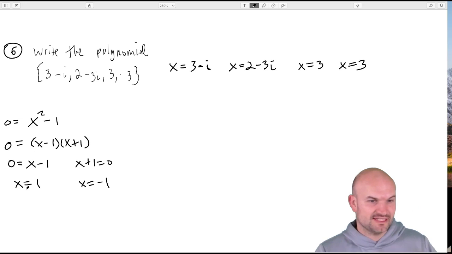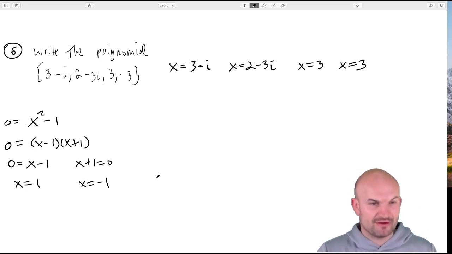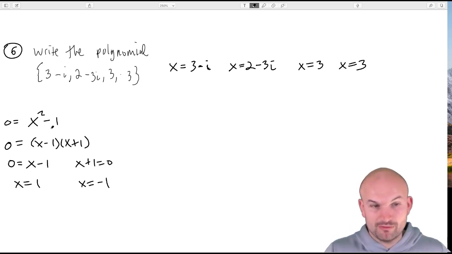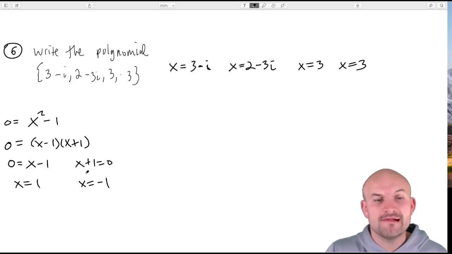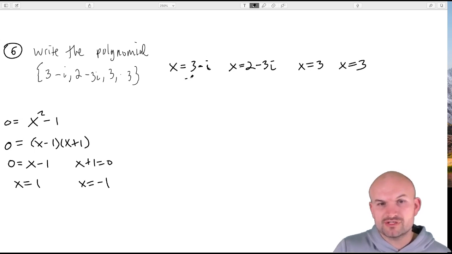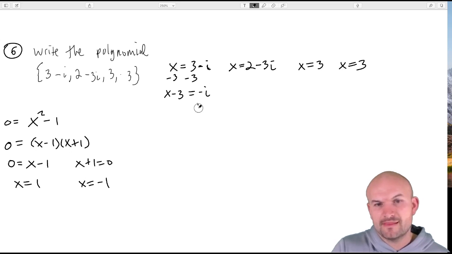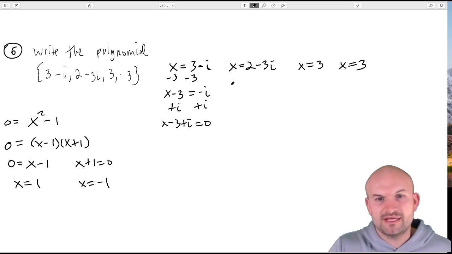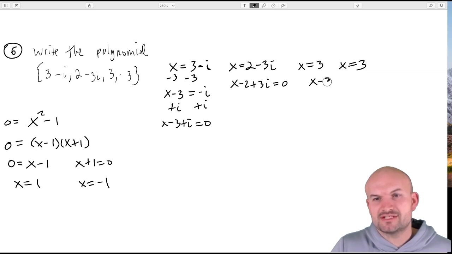So our goal is basically to take our solutions, which we have written down here, now equal x, and write them as a polynomial. To do that, the first thing we need to do is set each of these zeros equal to 0. So we're just going to solve each of these. This would be x minus 3 equals -i plus i, so x minus 3 plus i equals 0. This one then would be x minus 2 plus 3i. And this would be x minus 3 equals 0 and x minus 3 equals 0.